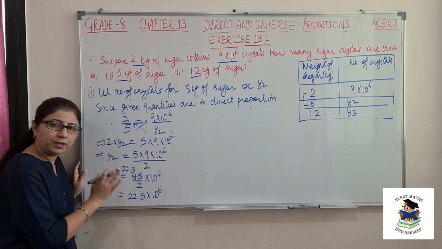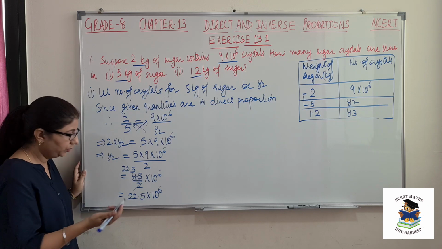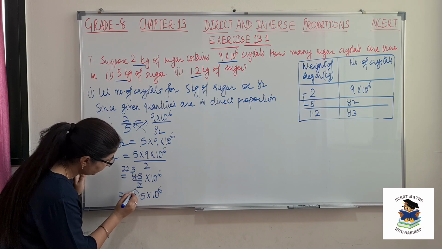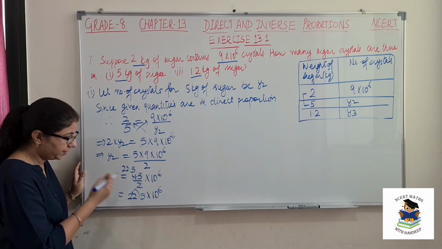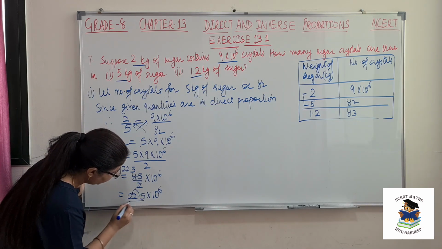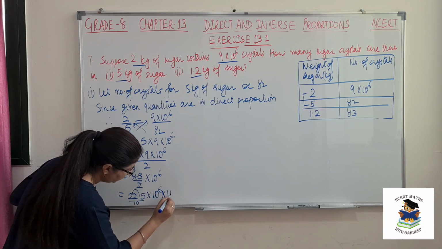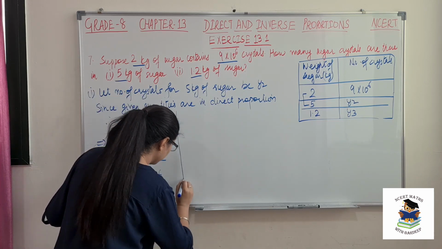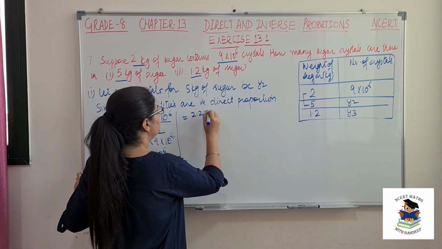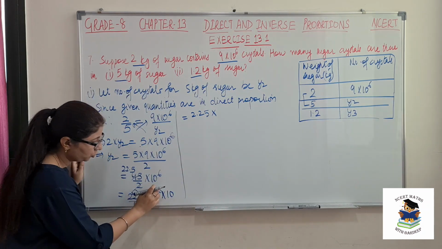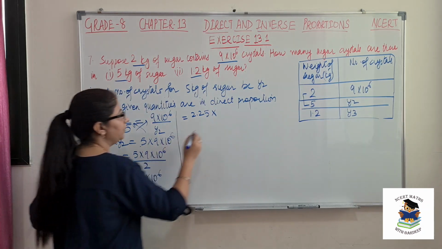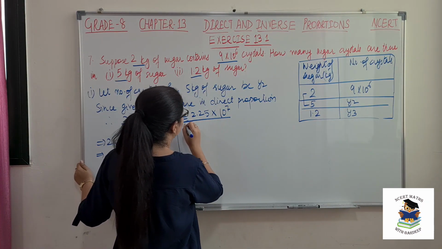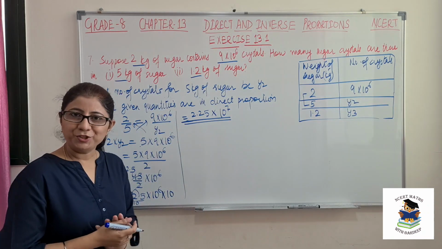But since this is not in standard form, what we will do is we have to shift our decimal towards left. So one step is to be shifted towards left. So that is, we need 10 here and 10 here. Okay. So this will be 2.25 into 10 raised to power 6 into 10 means 10 raised to power 7. So this is the value of the number of crystals for 5 kg of sugar.